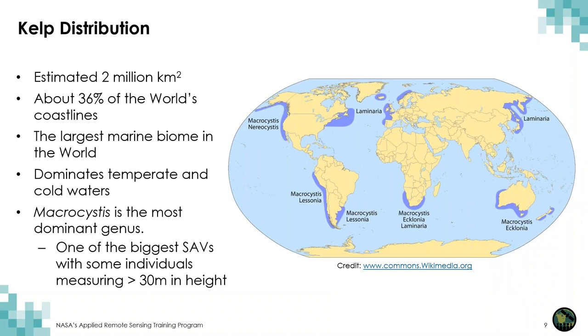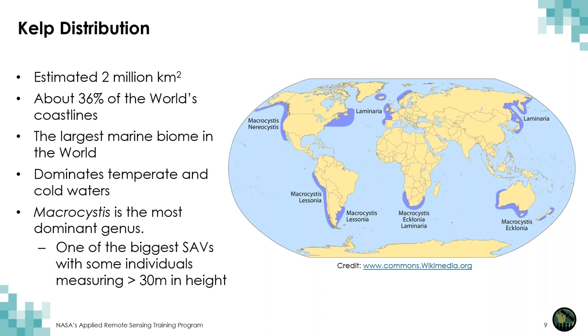Now, a few years ago, in 2018, Jayathilake and Costello estimated the global kelp forest coverage to be a little less than 1.5 million square kilometers, only surpassed at that time by the coverage of seagrasses, which was estimated to be about 1.6 million.